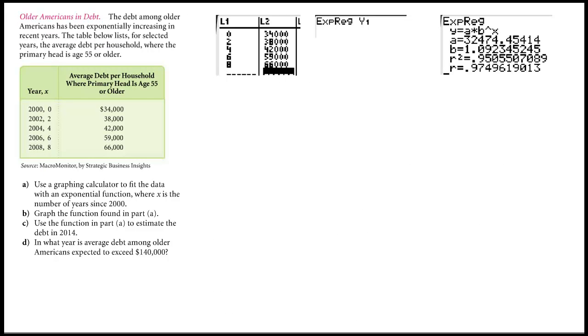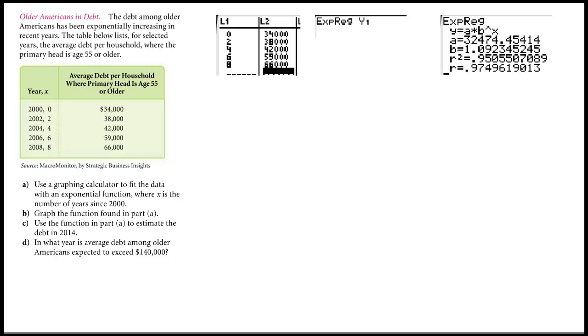The next problem, we want to focus on the exponential function. This problem talks about the older Americans in debt. The debt among older Americans has been exponentially increasing in recent years. The table below lists for selected years the average debt per household, where the primary head is age 55 or older.